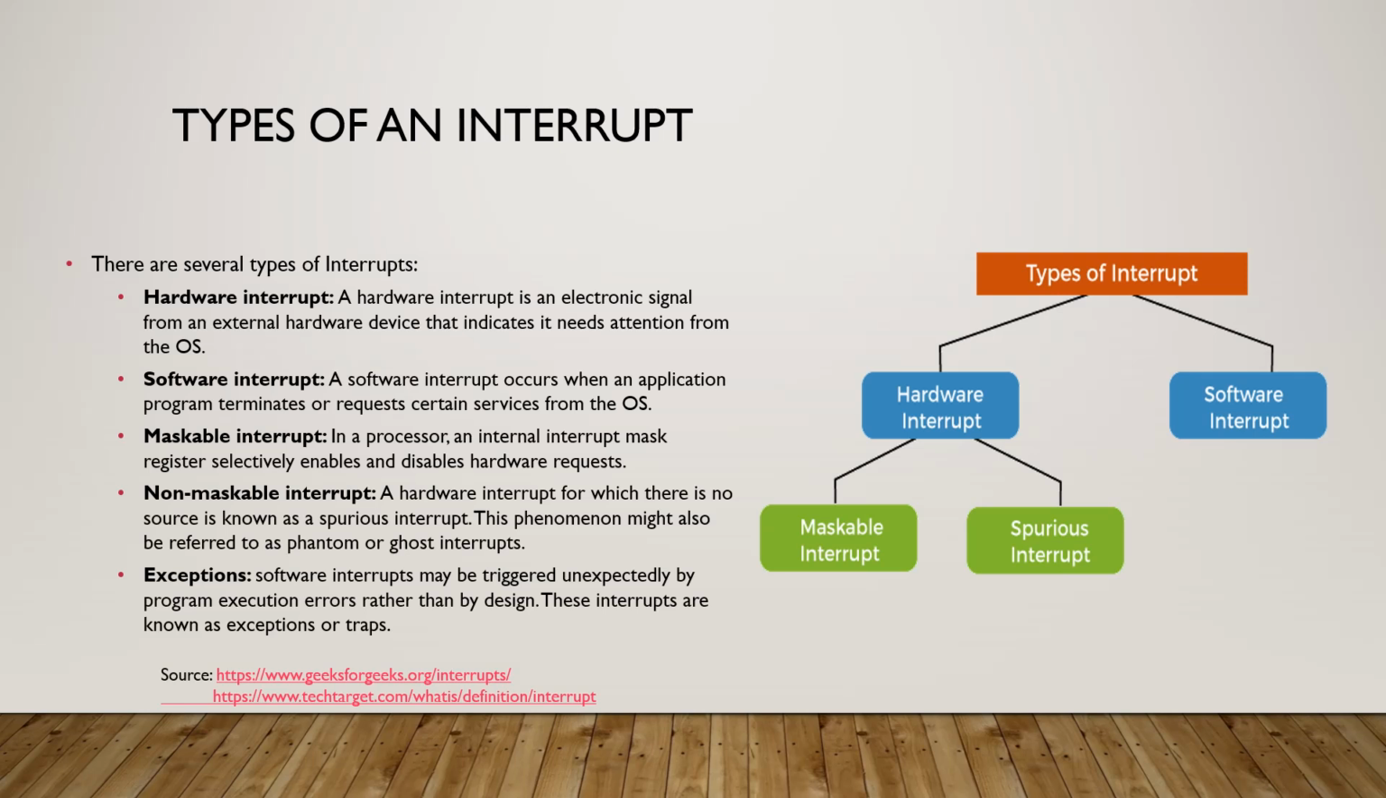Now, the other subtypes, maskable interrupt. In a processor, an internal interrupt mask register selectively enables and disables hardware requests. That's under maskable interrupt. Under non-maskable interrupt, a hardware interrupt for which there is no source is known as a spurious interrupt. This phenomenon might also be referred to as phantom or ghost interrupts. That means sudden, unexpected interrupts which can affect the main task are categorized as spurious or non-maskable interrupts.